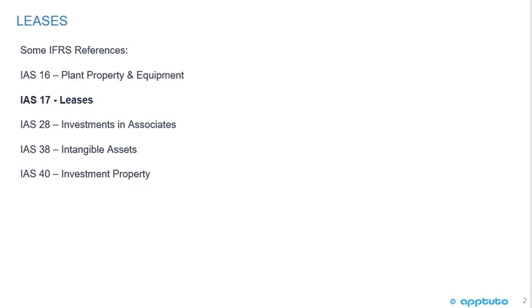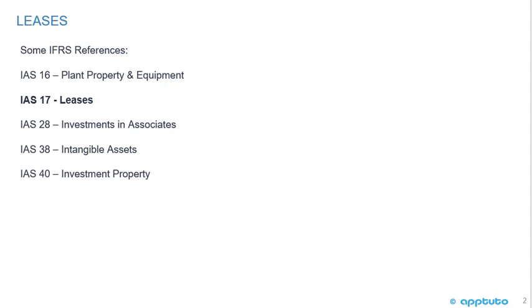Leases falls under IAS, International Accounting Standard 17. So recall we've looked at plant, property, and equipment. That's IAS 16, the relevant standard. IAS 28, investments and associates, we're not covering in this reading. IAS 38 is intangible assets, which we look at. And IAS 40 is investment property, which is an LOS that we look at in this reading as well. So that was just another quick summary of the international accounting standards with regards to long-term assets.